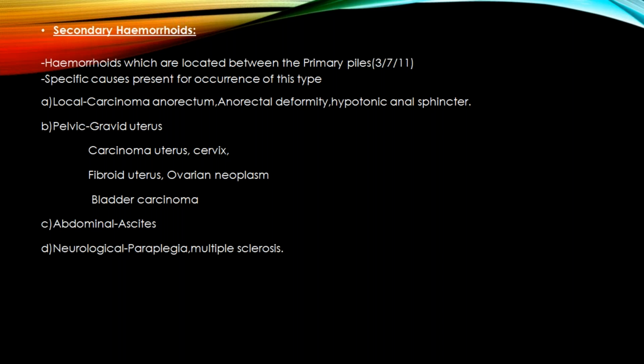So whenever there is a hypotonic anal sphincter, secondary hemorrhoids may occur. So that you should look for. Next, another thing: that is ruled out. Local causes, no local causes, everything is normal. Then you should go for pelvic causes.